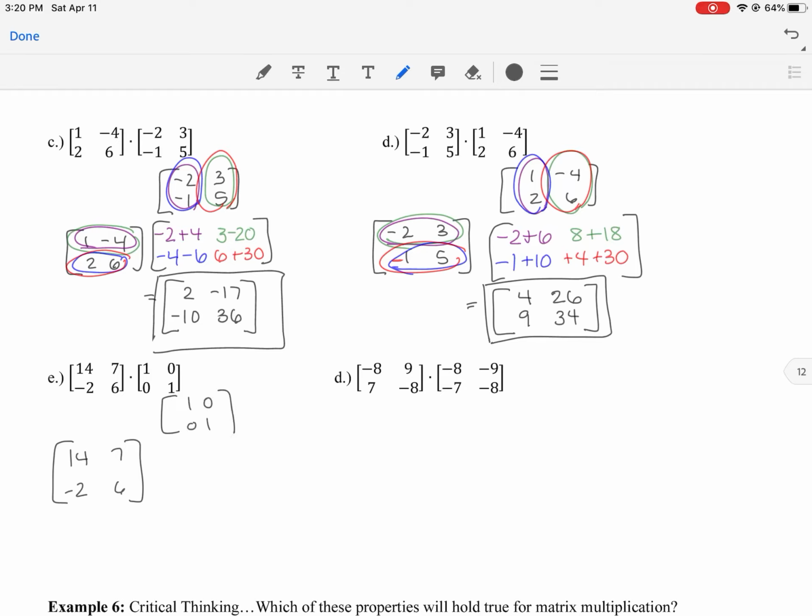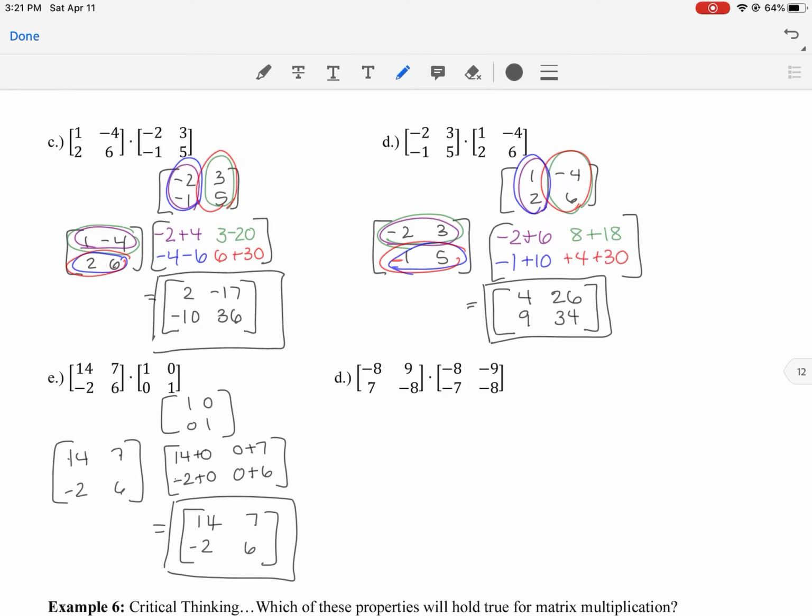Okay, let's look at the next one. 14, 7, -2, 6. We're going to multiply that by 1, 0, 0, 1. So 14 times 1 is 14. 7 times 0 is just 0. 14 times 0 is 0, but 7 times 1 is 7. Maybe I will actually write those zeros in so you know that we did do it. Okay, -2 times 1 is -2. 6 times 0 is 0. -2 times 0 is 0. 6 times 1 is 6.